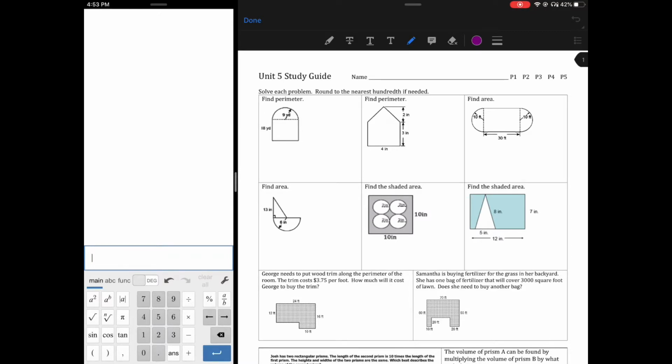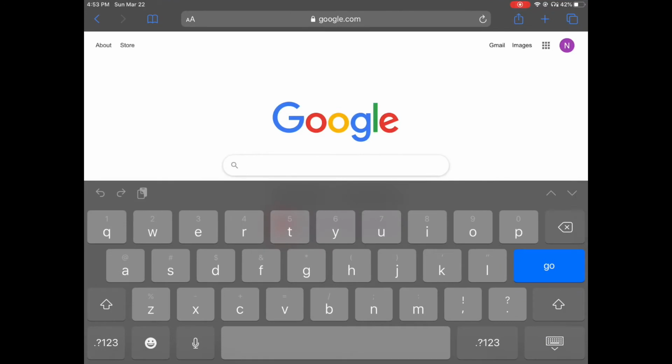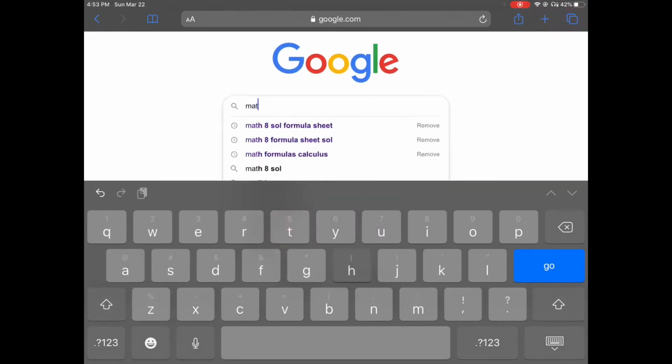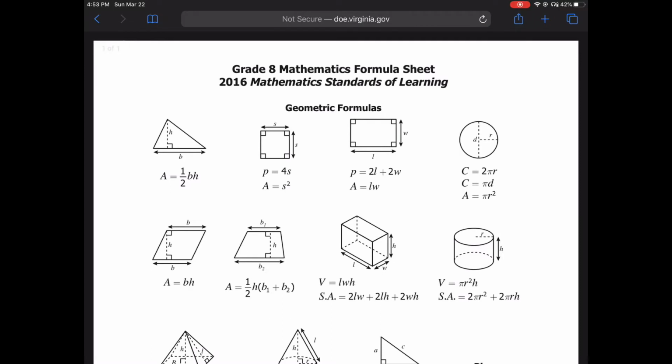Before I get started on any of these problems, I want to show you where you can look to find that formula sheet. So if we just switch windows and go over to Google, in order to find your formula sheet, if you just type in Math 8 SOL formula sheet, click on the very first thing that comes up, and that is the formula sheet that you're going to use.